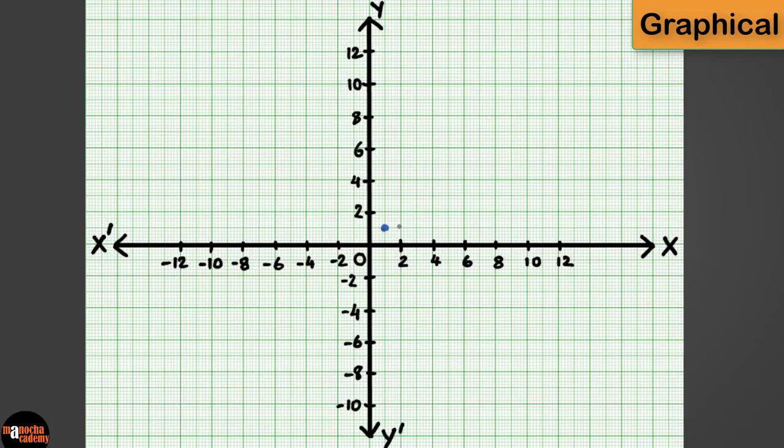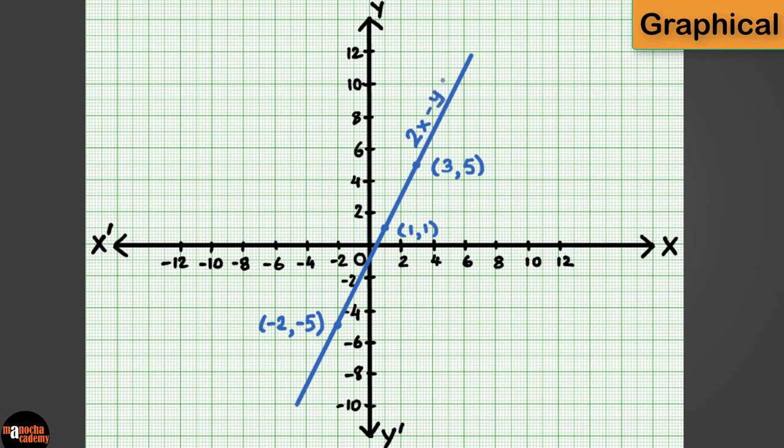Now let's plot the 3 points of the first equation on our graph paper. Join and extend the line both ways. And as you can see, we get the graph of a straight line passing through all the 3 points here. Now let's label this line with the first equation, 2x minus y equal to 1.